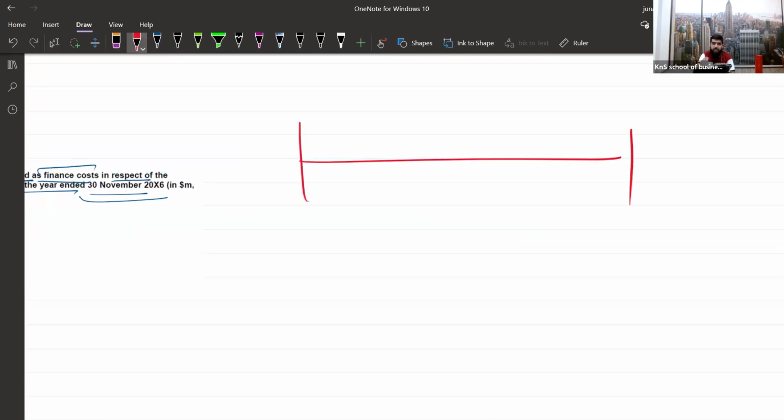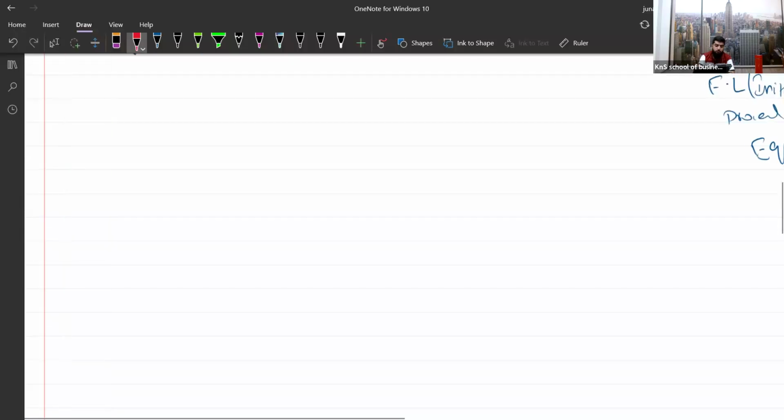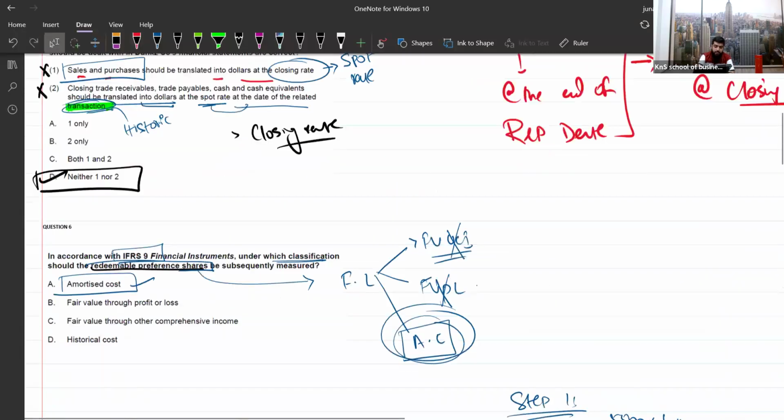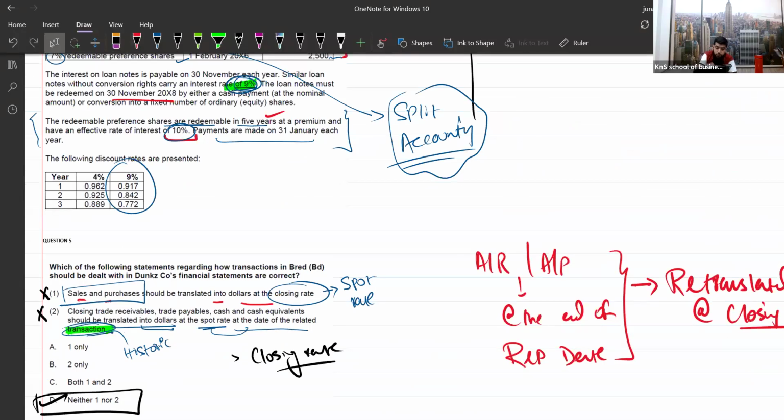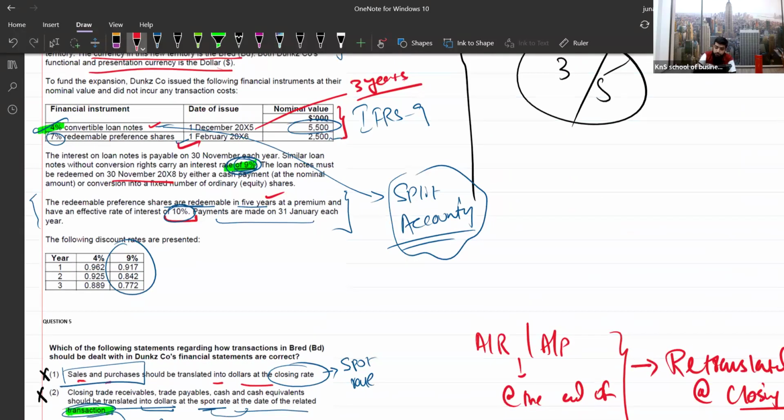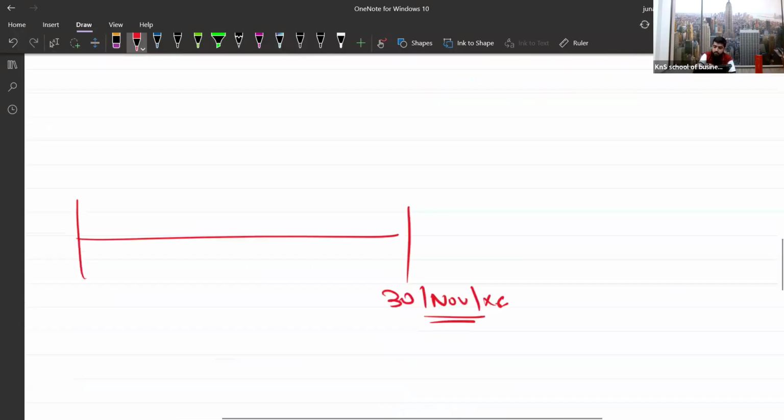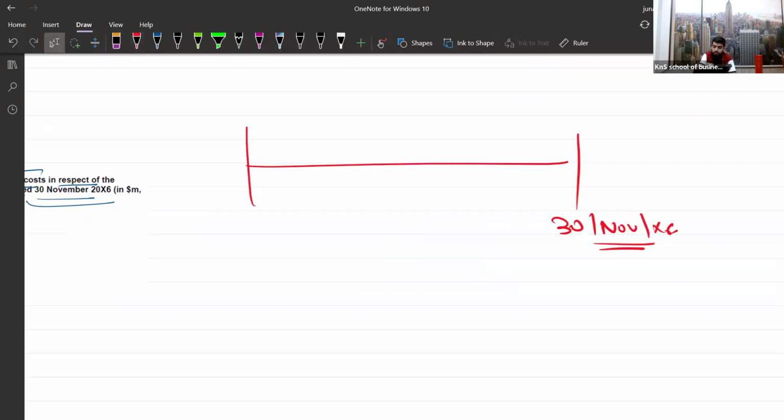Now let's try to make a timeline and understand what's going on over here. The accounting period is ending on 30th November 2006. And one more thing, the redeemable preference shares were issued on 1st Feb 2006. If it ends on 30th November, definitely it started from 1st of December 2005.